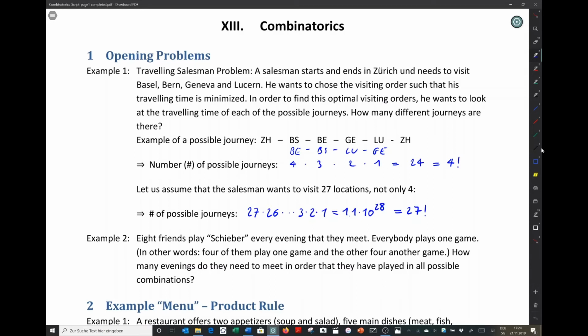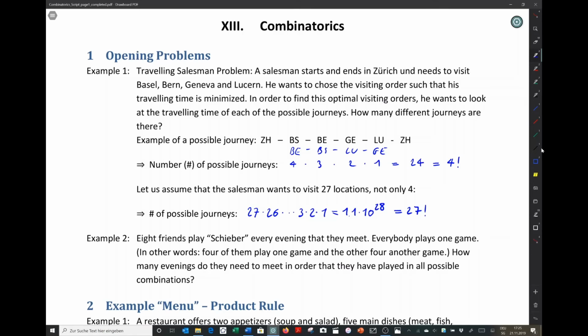In example 2, we look at 8 friends playing Schieber every evening that they meet. And in Schieber, you always team up with one player and you play against another team. Since there are 8 players and in every game there are 4 players, they can play 2 games at the same time. And now the question is, how many evenings do they need to meet so that they play all possible games against one another?